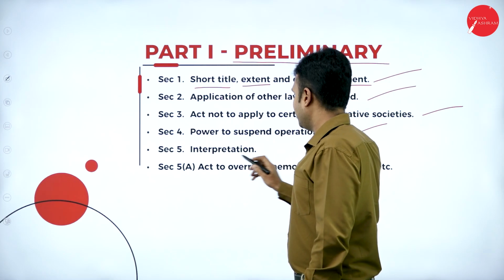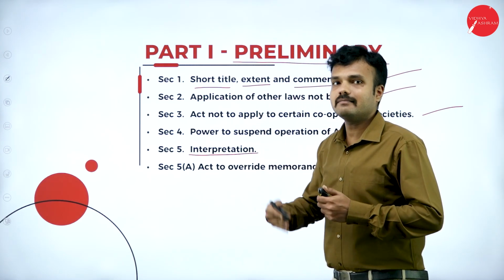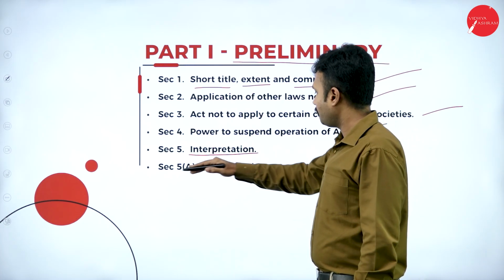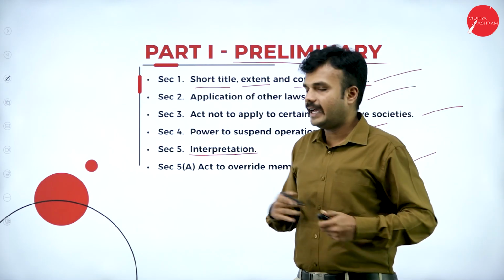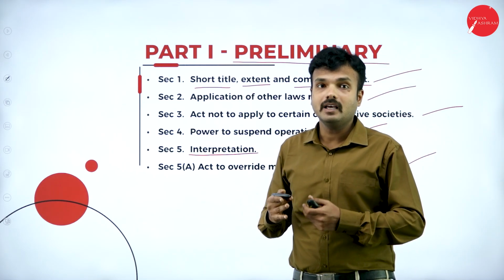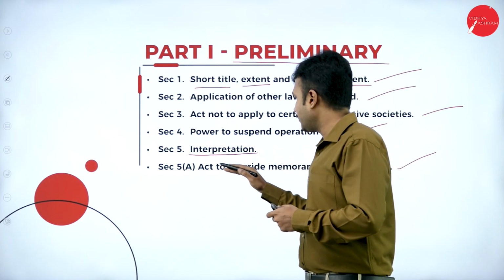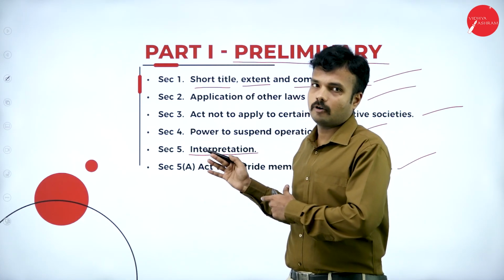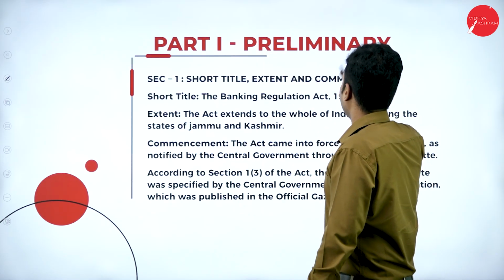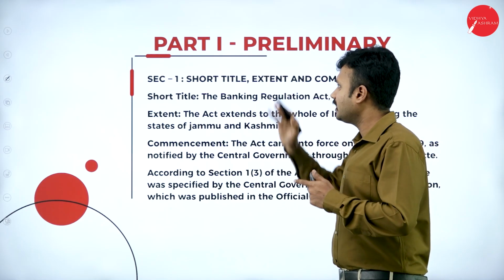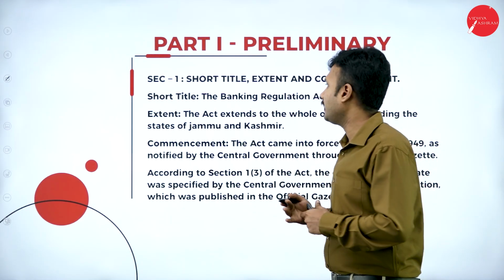Under Section 5, we are going to learn about interpretation. So it is going to interpret 3 terms that we need to study. Section 5A, act to override memorandum and articles. As we know, each and every registered company has its own memorandum and articles of association. So under a banking company, we need to go through what these articles and memorandum of association are about. Part 1, preliminary. So as I said, Part 1 is about preliminary. It is a basic thing that we must know about a banking company.